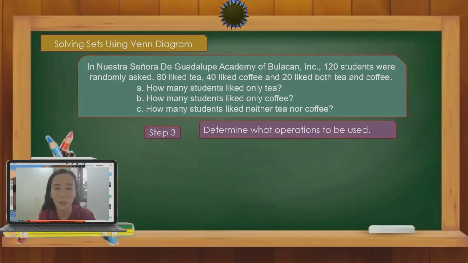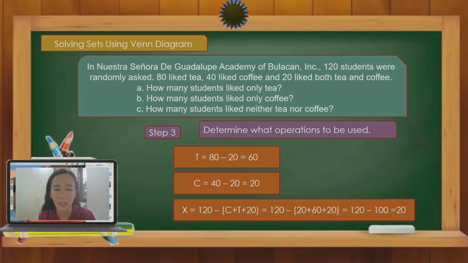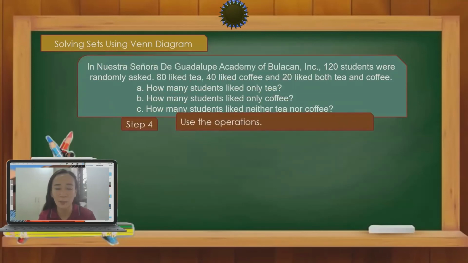To find the rest of the students who like tea, all we have to do is to subtract 20 from 80. That will be 60. And for the coffee, subtract 20 from 40. That will be 20. And for the X, which is the students who neither like tea nor coffee, that is 120 minus the coffee plus tea plus the 20 students who liked both tea and coffee. So that is equal to 120 minus 100. It's equal to 20.